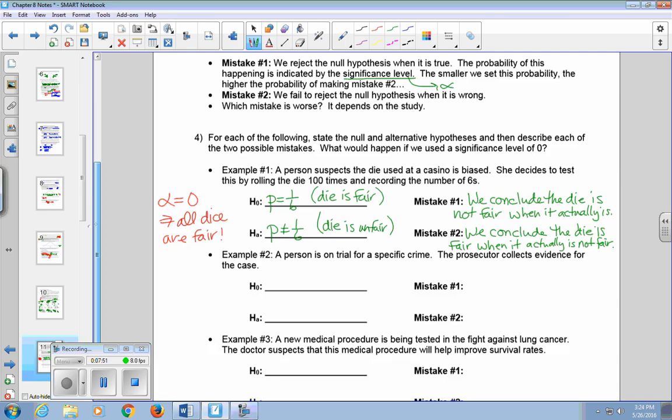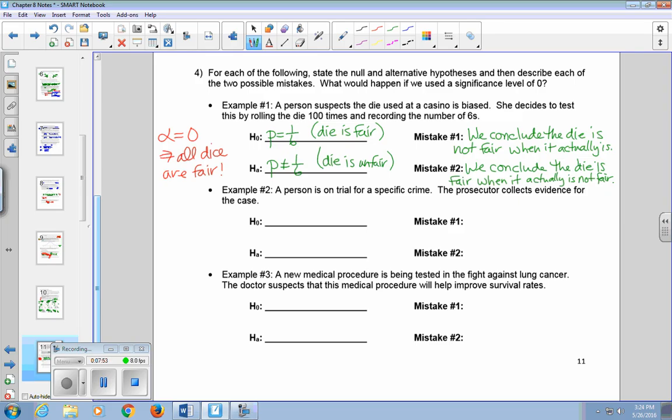Okay, so example number 2, a person is on trial for a specific crime. The prosecutor collects evidence for the case. My null and alternative hypotheses here, I'm not going to use any symbols, but we're going to say that the null is the person is innocent. And in the alternative hypothesis, we're going to say the person is not innocent, or is guilty. Our 2 types of mistakes: mistake number 1, we conclude the person is guilty when he or she is innocent. And mistake number 2, we conclude the person is innocent when they are guilty.